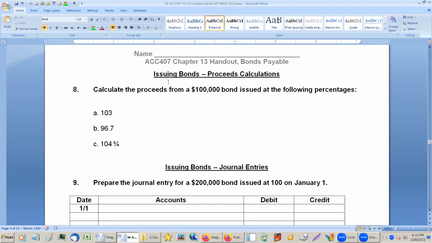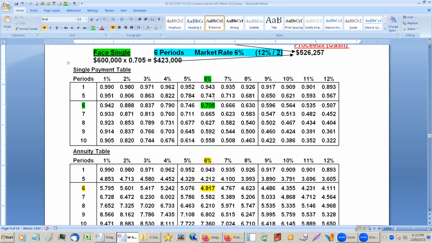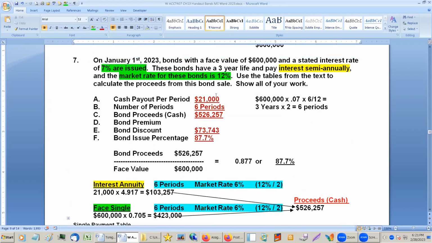All right, so now we're going to get to the journal entries. So we know how to issue the bonds. We know how to get the value of them. Oh, I know what I want to tell you.